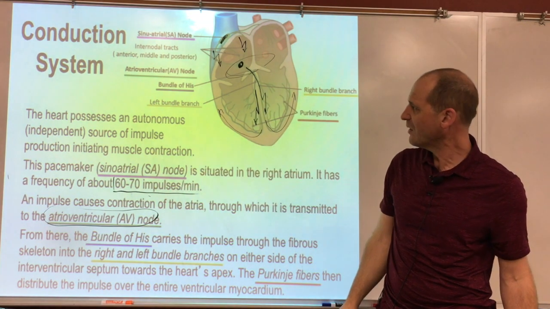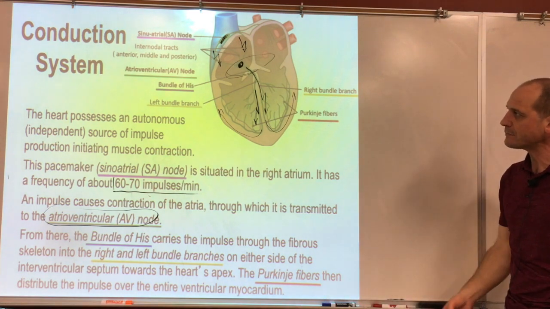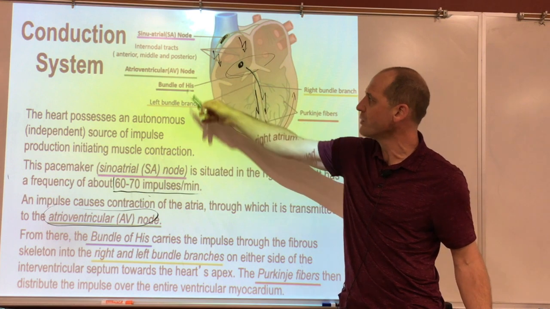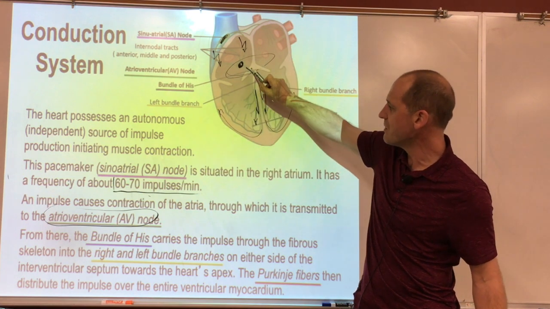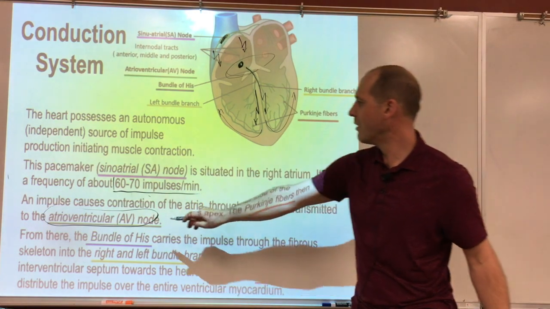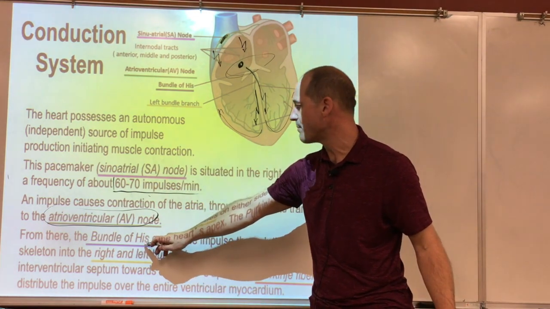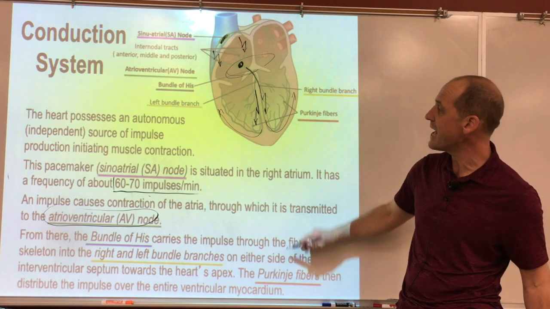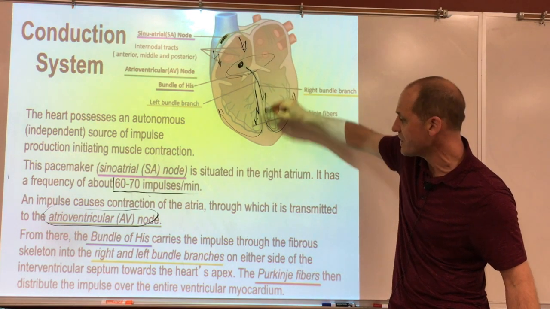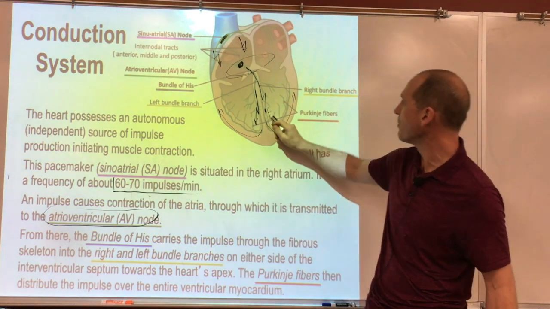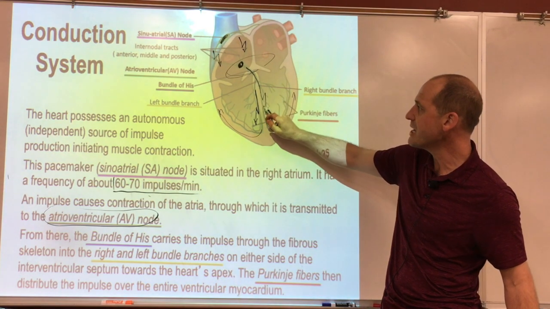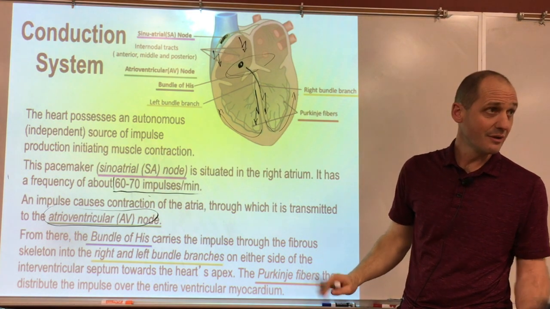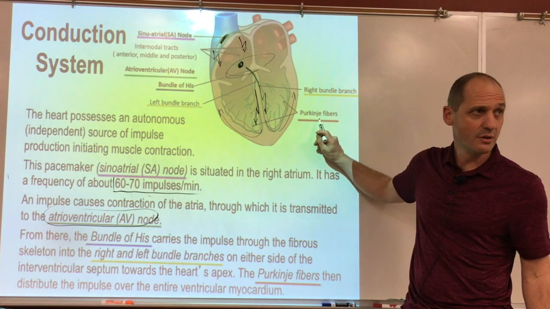So that's pretty neat. The names for these things are sinoatrial node, AV node, atrioventricular node, and then from the AV node, we have a thing called the bundle of His that carries the impulse through the fiber skeleton, and then as it gets down into the interventricular septum, we call those the right and left bundle branches. As they go around, they change a name, and they call them Purkinje fibers.